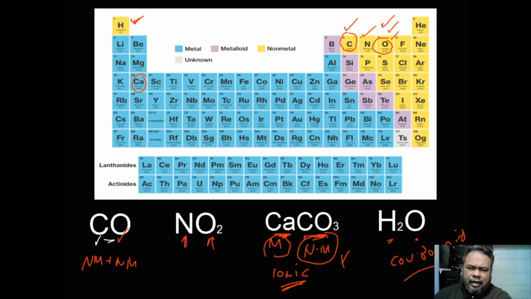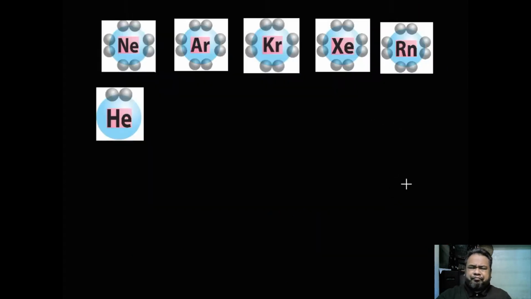Right. So now, let us see how it happens. How does covalent bonding happen? First, we have to look at the noble gases. So these are the noble gases. Let's take a look at them. What are noble gases? Noble gases are inert or non-reactive gases or elements, which have a complete outer electron shell. That is the reason why they are stable.